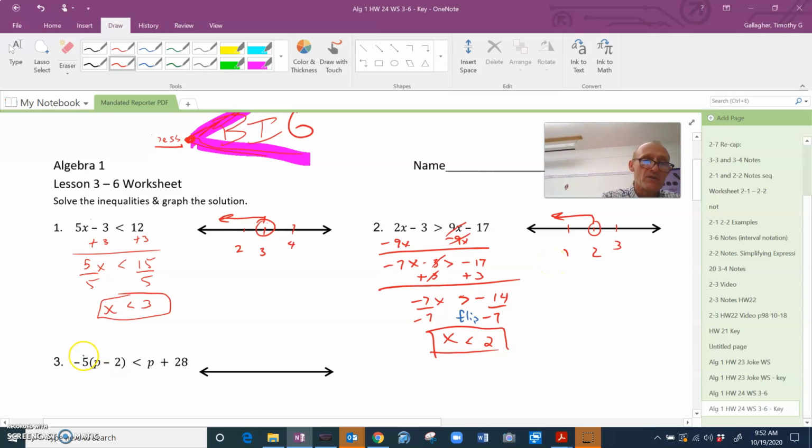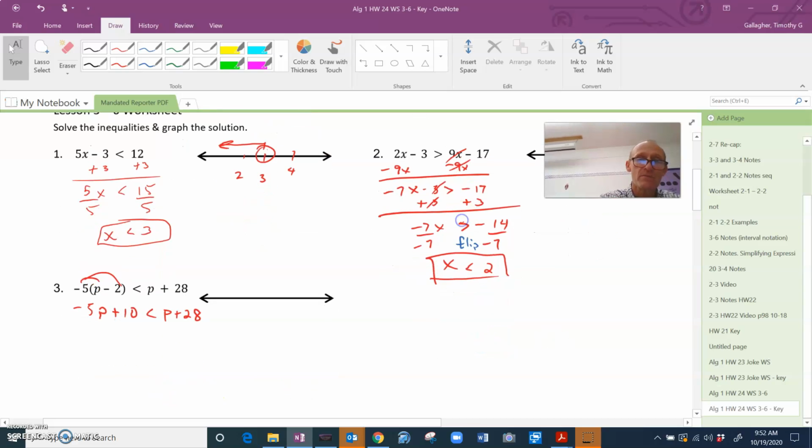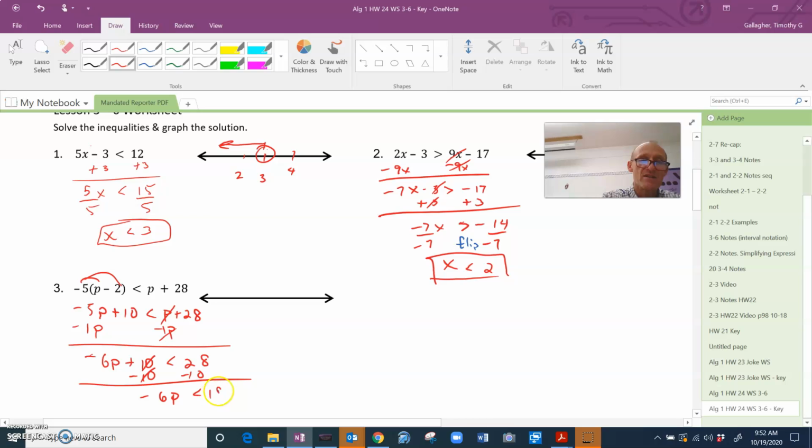Okay, next problem. We're going to distribute the negative 5. We get negative 5 times p plus 10 is less than p plus 28. We then are going to subtract 1p from both sides. And we get negative 6p plus 10 is less than 28. And I think I'll subtract the 10 from both sides. And I end up with negative 6p is less than 18.